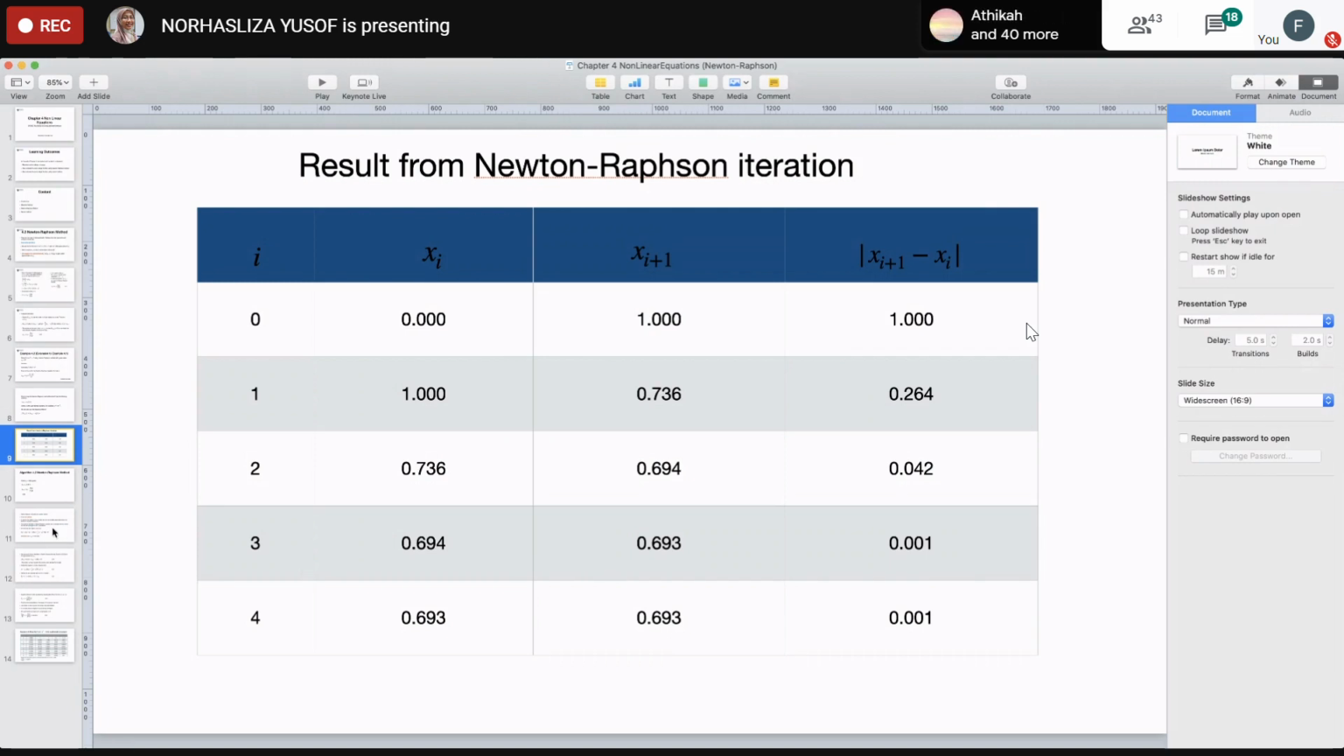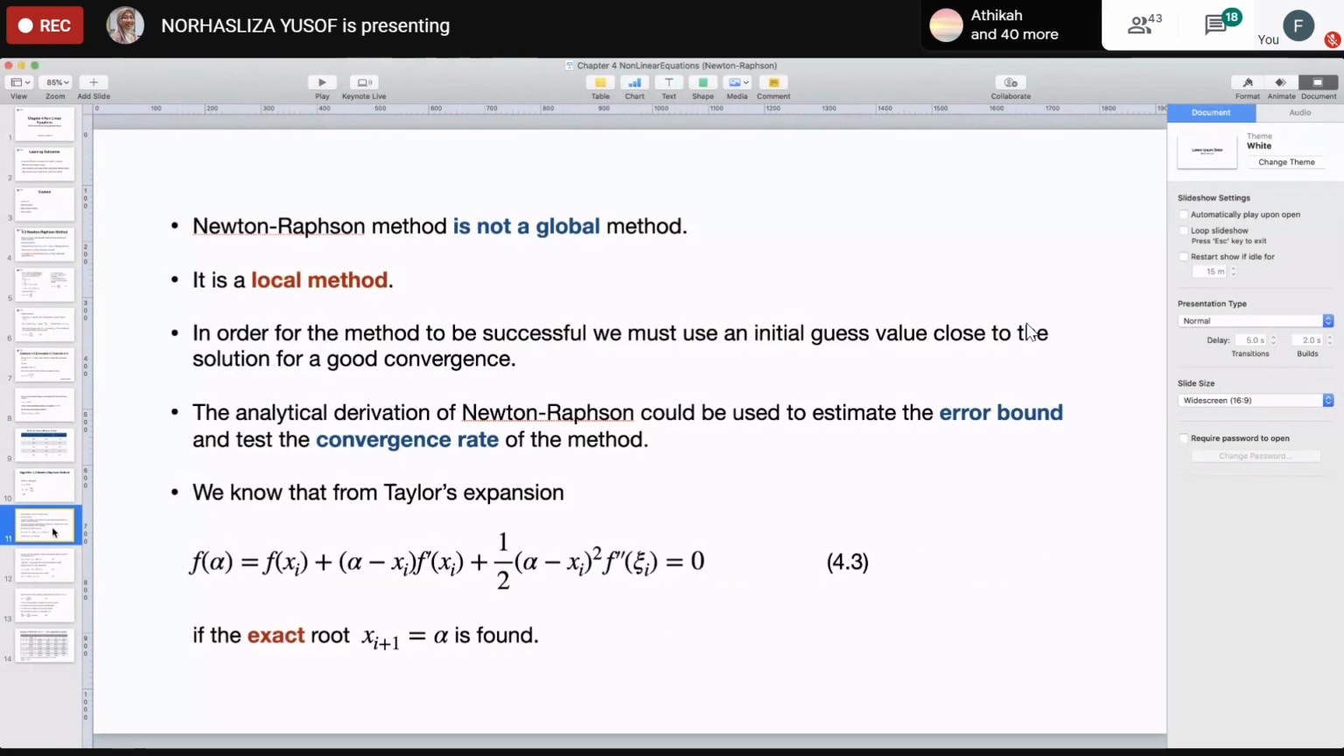That's why we say that the Newton-Raphson method is a localized method. It means that if you choose your X naught, your initial guess, correctly, it will converge. If you choose your X naught very badly, it won't converge. You will forever try to get your solution, and in the end your code might crash because it won't converge, right? So that's why you have to test first what your X naught is, right?